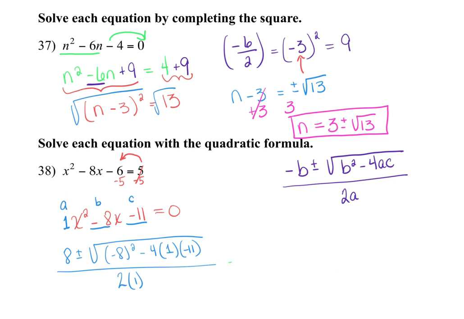And then I'm just going to simplify it. So I have 8 plus or minus. Remember, when I square this, it will be positive, so 64. And then I have a negative and a negative. So this is going to be plus 4 times 1 times 11, which is 44, all over 2. I'm going to add those together. So 8 plus or minus the square root of 108 all over 2.